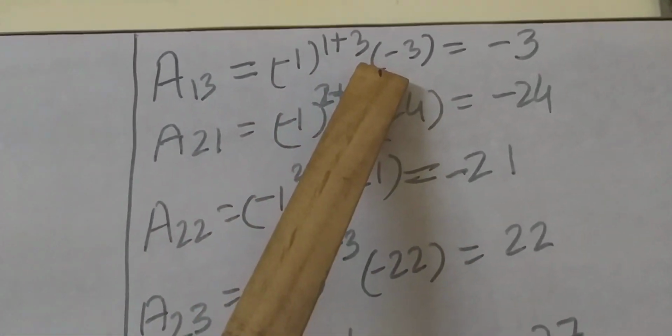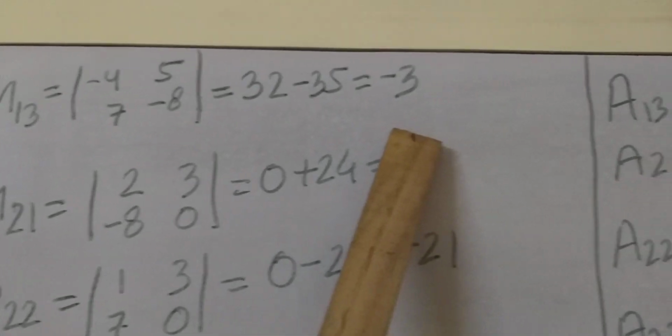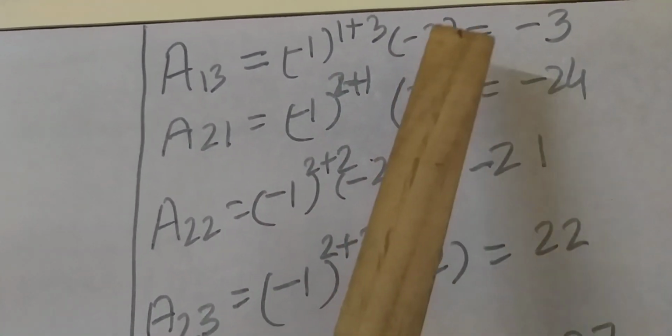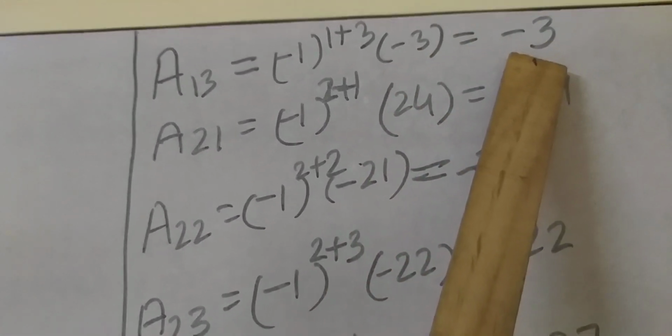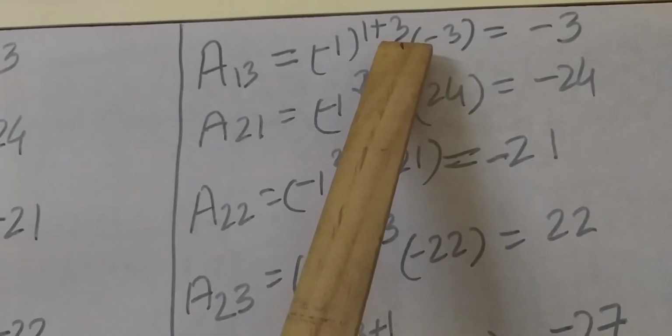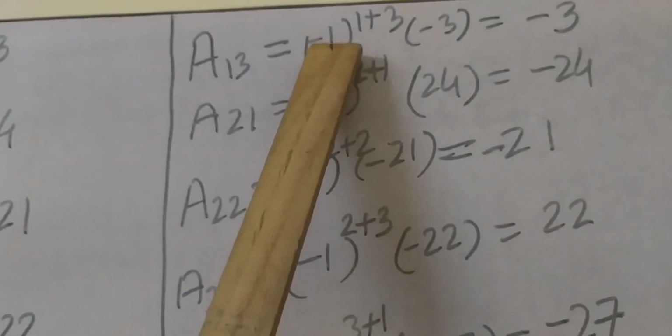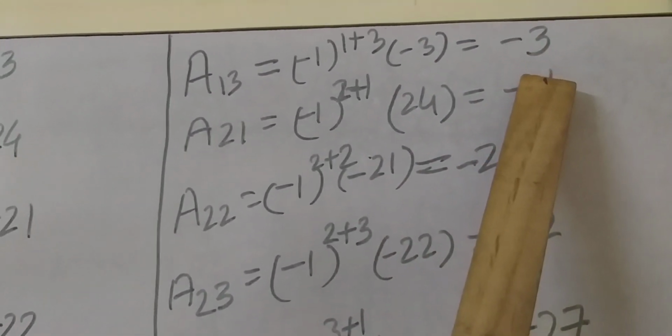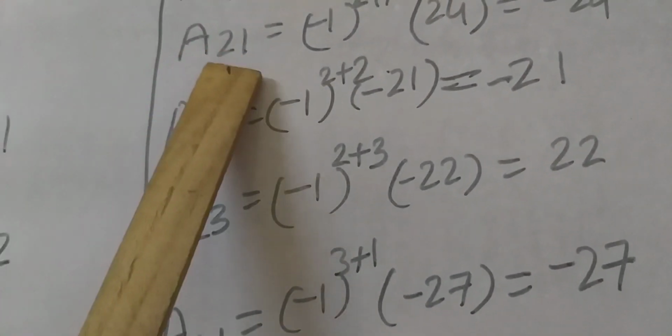Similarly students, a13 minor: -1 to the power 1 plus 3. So m13 value, you can see students, is -3. So -3 I have written here. Do calculation. -3 will remain as it is because -1 to the power 4, 4 is even, that's why -1 to the power 4 equals 1. 1 into -3.